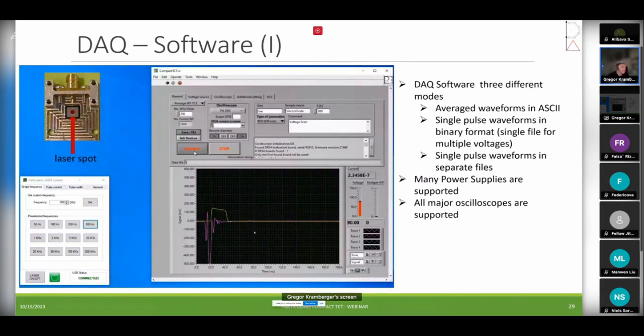What I forgot to say is that the software supports almost all power supplies that you find in normal labs, so all the Keithleys, also some Agilent ones, and so on. And the same is true also for the oscilloscopes. So you can connect LeCroy, Rohde & Schwarz, and Tektronix to it, as well as these digitizers.